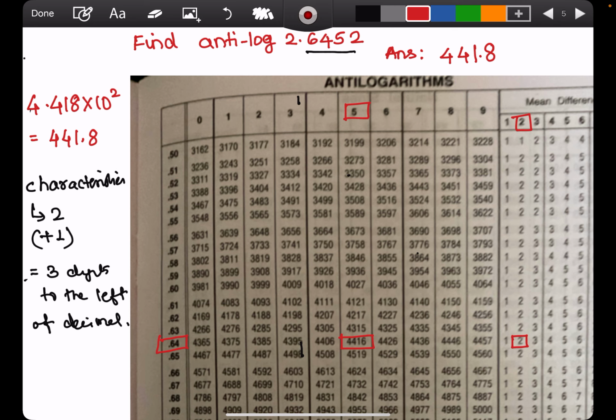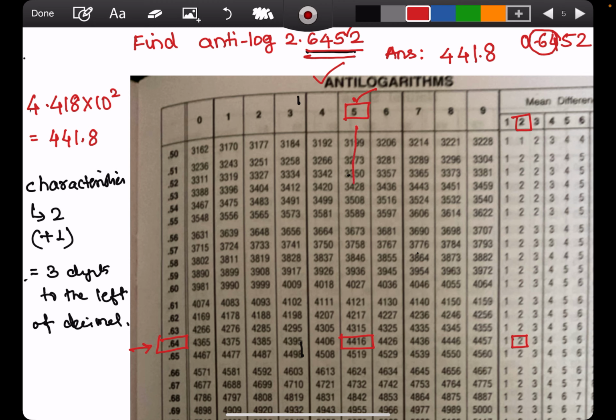For finding the anti-log of 2.6452, again you need to remember the procedure well. For finding the anti-log, I first need to consider the mantissa. The mantissa is 6452, so 0.6452 is the mantissa. I need to take the first two digits, 0.64, and locate 0.64 in the anti-log table now, not the log table. The next column is 5, so I need to locate 5.